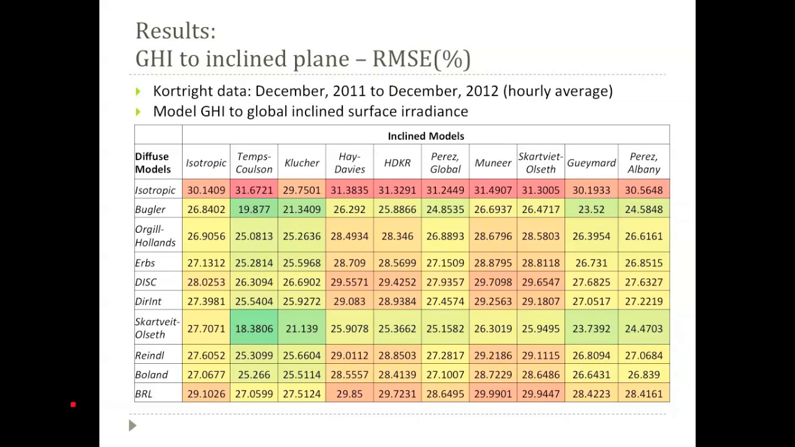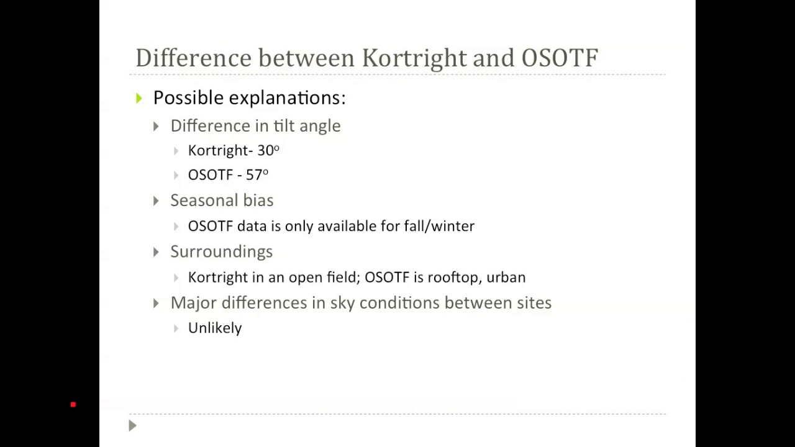And overall, we can say that the performance is generally much worse using the Kortright Center data. So this is a bit of a surprise. We haven't quite figured out why there's this big difference between the two sites, but we do have a couple of possibilities. One could be a difference in tilt angle. So the data is collected on a 30-degree plane for the Kortright Center and a 57-degree angle at the Kingston site, and that may have something to do with it.